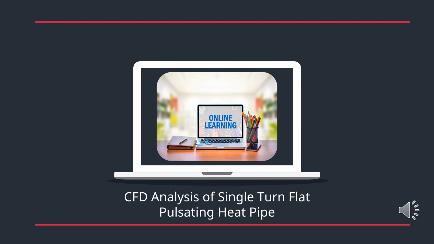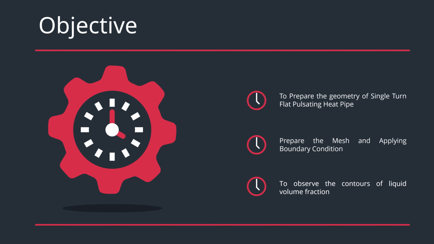CFD analysis of single turn flat pulsating heat pipe. So the first task will be to prepare the geometry of single turn flat pulsating heat pipe with the help of ANSYS Design Modeler. Second will be to prepare the mesh and apply the boundary conditions. Third one, to observe the contours of liquid volume fraction.